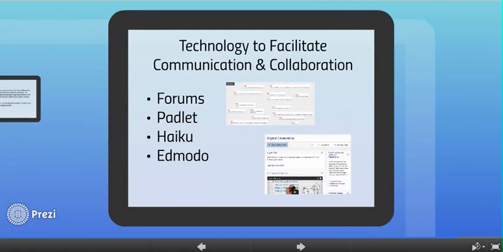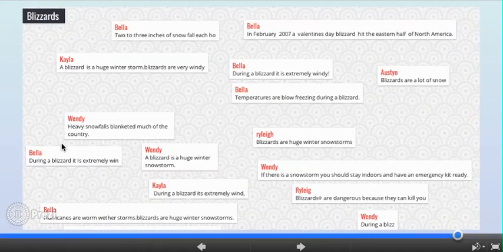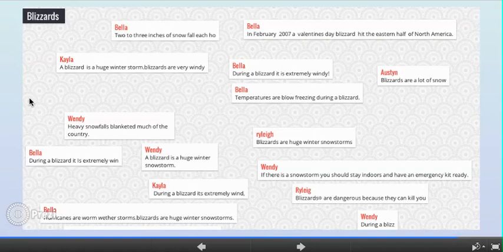Some technology that I personally use in my own classroom to facilitate communication and collaboration: I use forums. I use Padlet, Haiku, and Edmodo. Haiku and Edmodo are both a personal learning network that allows students the opportunity to communicate through a forum, and here's a screenshot of a Padlet wall in which my students could share notes that they were taking on a nonfiction text.